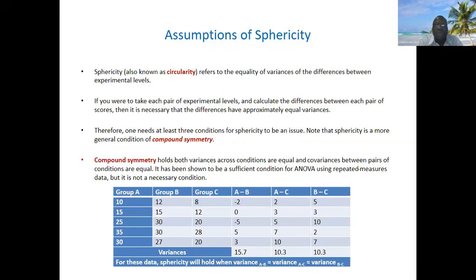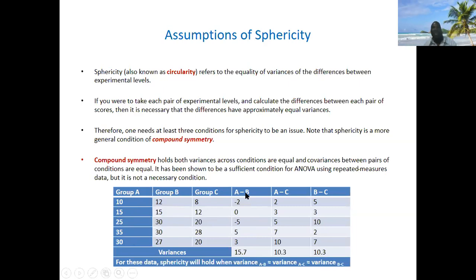Sphericity, also known as circularity, refers to the equality of variance of differences between experimental levels. If you were to take each pair of levels and calculate the difference between each pair of scores, then it is necessary that the differences have approximately equal variance. That's what is showing on this table. Group A, group B, C. Now, this measurement before, after, there is another one. So the difference between this measurement A and B is not their mean.